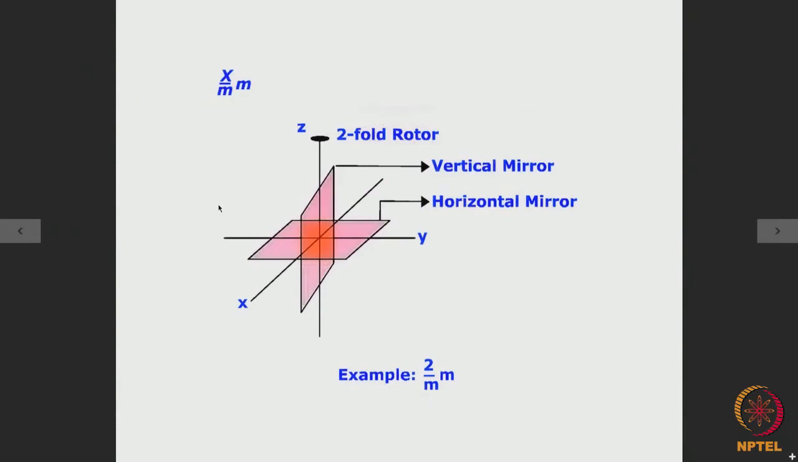There are cases of a point group where we combine a rotor with two mirrors, one vertical, one horizontal, as in this particular case. Here we have a twofold rotor along the z direction, and then there is a vertical mirror containing the twofold rotor and a horizontal mirror perpendicular to the twofold rotor. This combination of symmetry elements is written as 2 by m m.